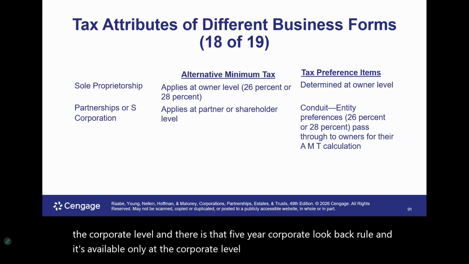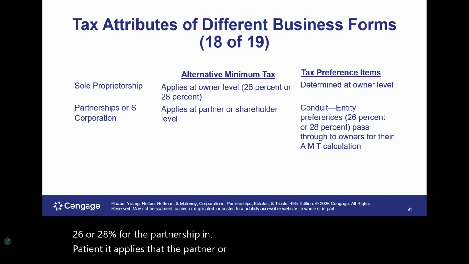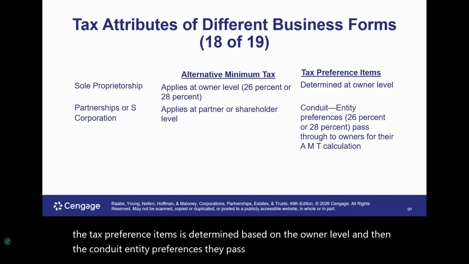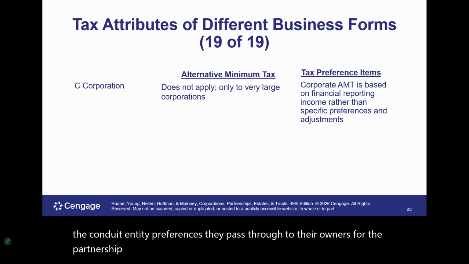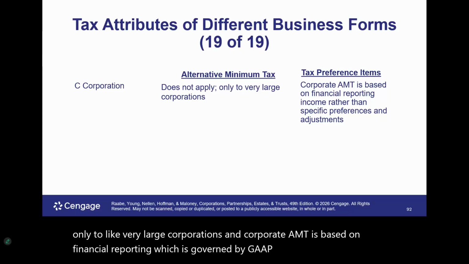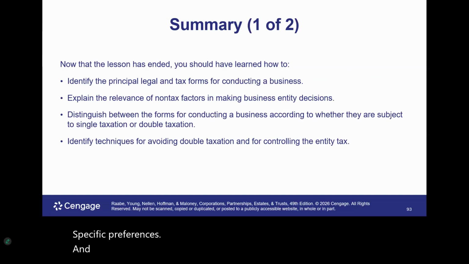AMT applies at the owner level, 26 or 28%. For the partnership and S corporation, it applies at the partner or shareholder level. And as it relates to the tax preference items, it's determined based on the owner level, and then the conduit entity preferences pass through to their owners for the partnership and S corporation. For a C corporation, AMT applies only to very large corporations. And corporate AMT is based on financial reporting, which is governed by GAAP, generally accepted accounting principles, rather than specific preferences and adjustments. So that brings us to the end of chapter 12, comparative forms of doing business.